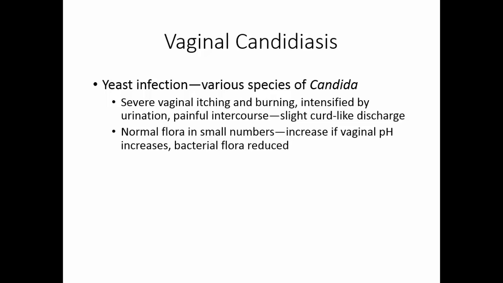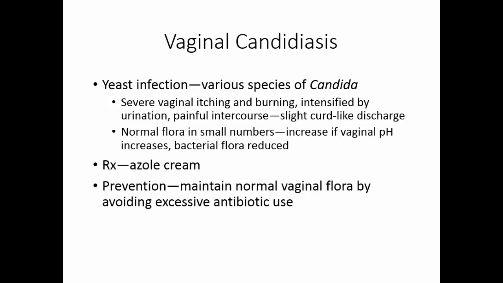Candida is normal flora in the vagina in very small numbers. If there is an increase in vaginal pH, or if the bacterial flora is reduced, say as the result of antibiotic therapy, these organisms can grow to large numbers. The treatment is some sort of azole cream. Prevention is to maintain normal vaginal flora by avoiding excessive antibiotic use.